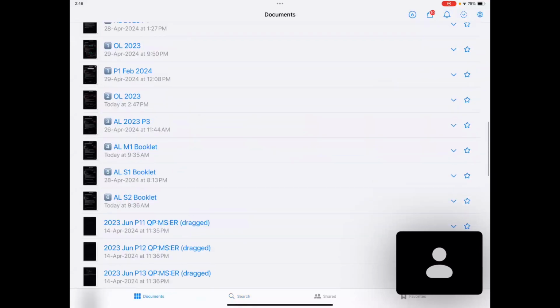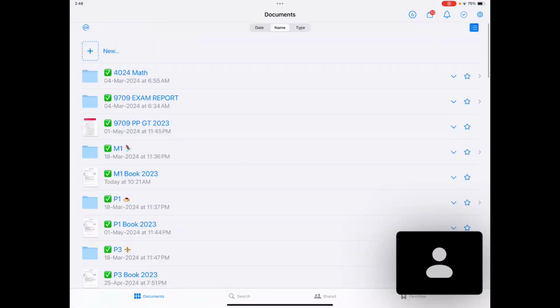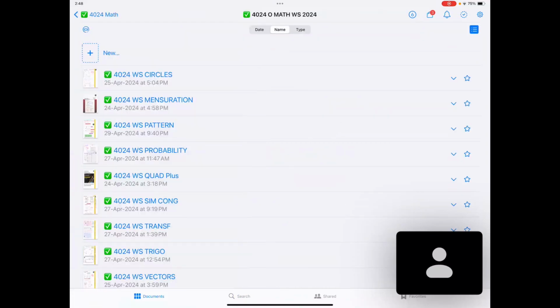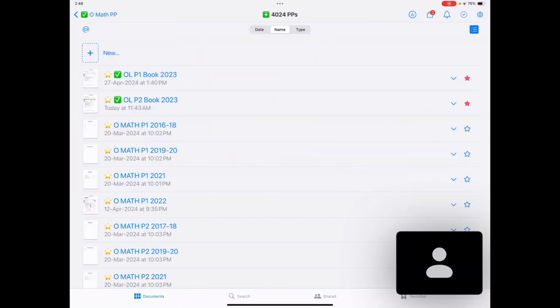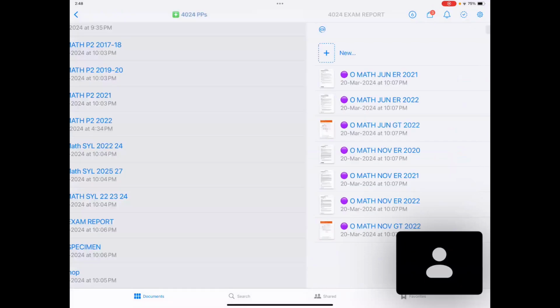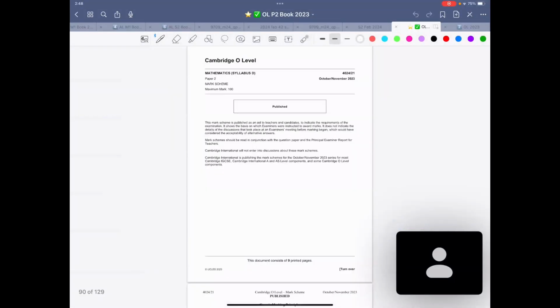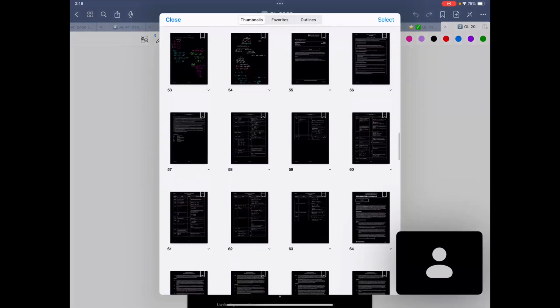That is the other examiner report, 4024 maths. This thing, the exam report, and so I have this thing and it must be in this one also. We have it for June.